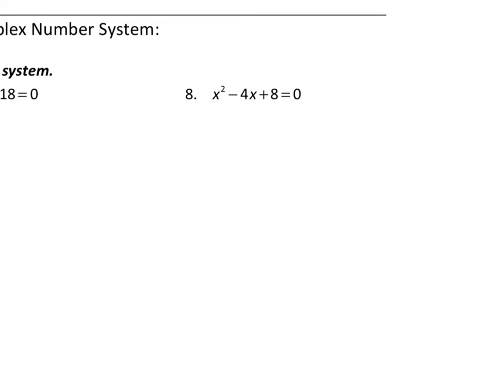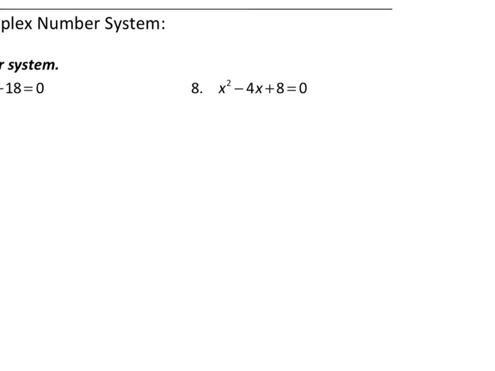So if we take this example, if w equals negative 5 minus 8i, we would say w bar, that's the symbol for the complex conjugate, would be negative 5 plus 8i. So I change that sign in the middle. And when I multiply these things, or find w times w bar, we get negative 5 minus 8i times negative 5 plus 8i.